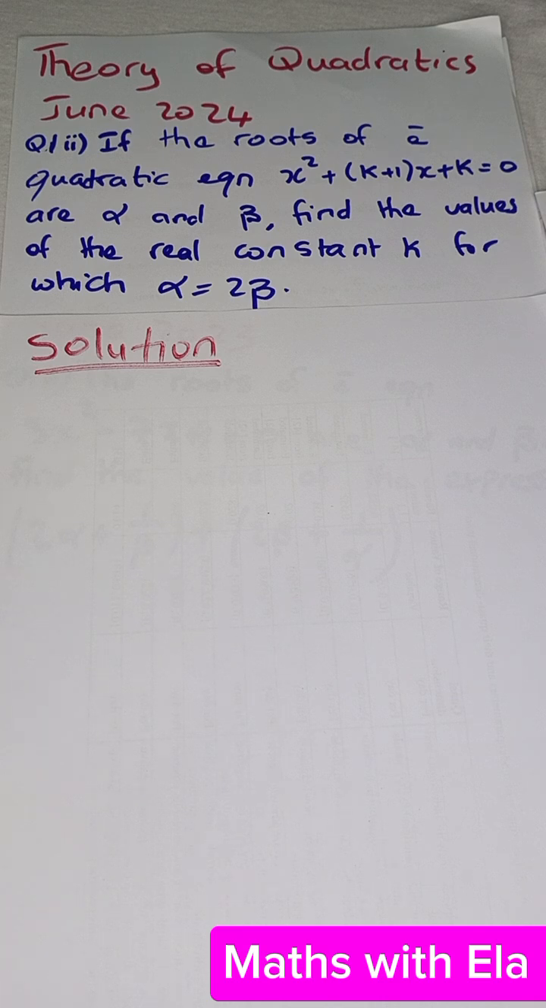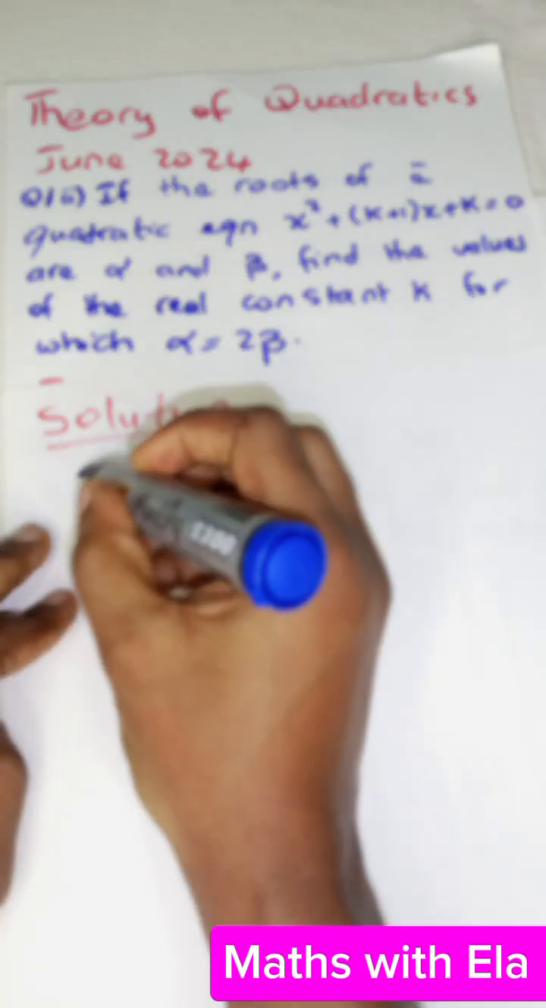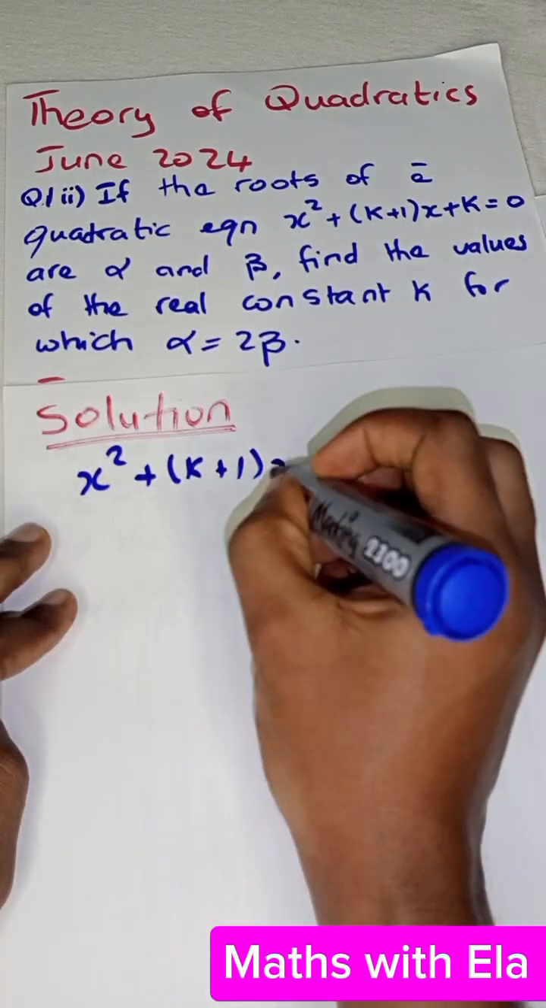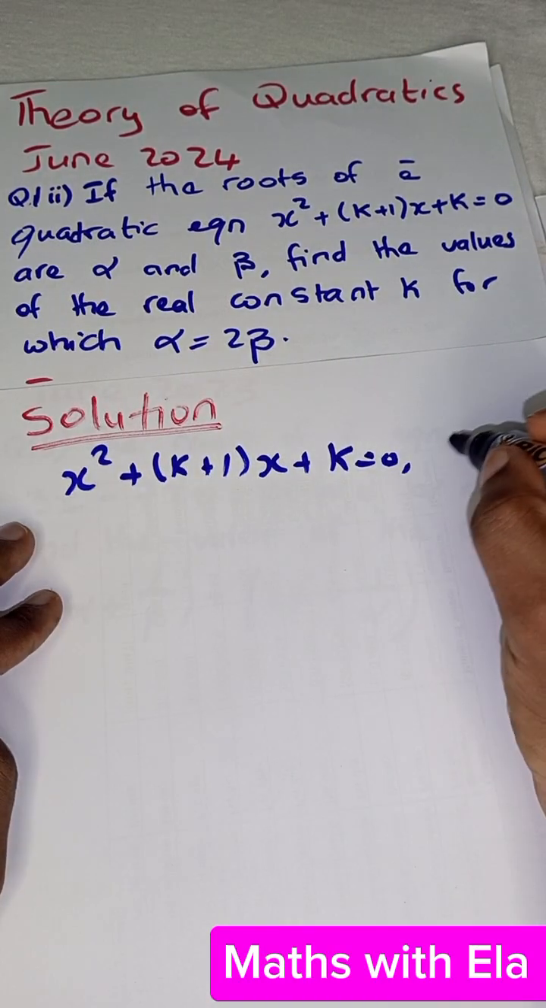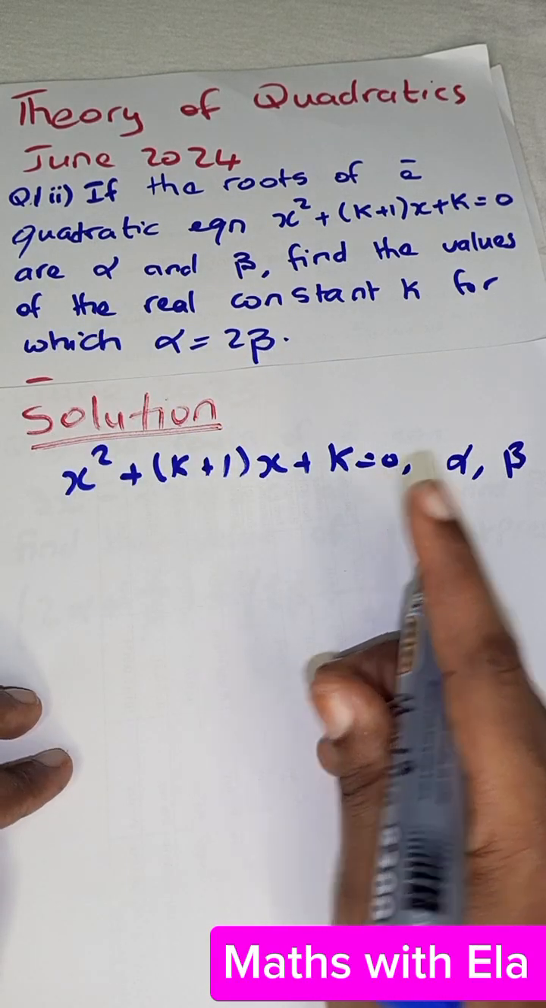So, solution. First thing is to write out the equation that we had, the quadratic x squared plus (k plus 1)x plus k is equal to 0. We've been given that the roots are alpha and beta. We're given a condition on the root: alpha equal to 2 beta.